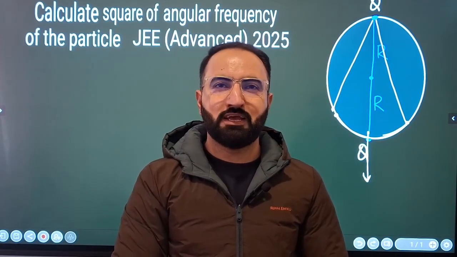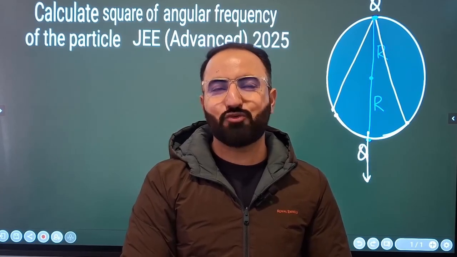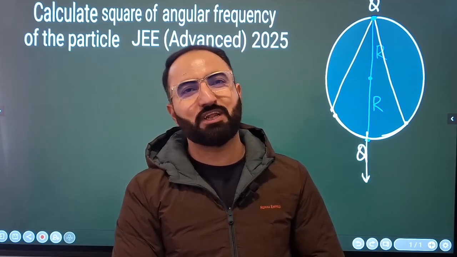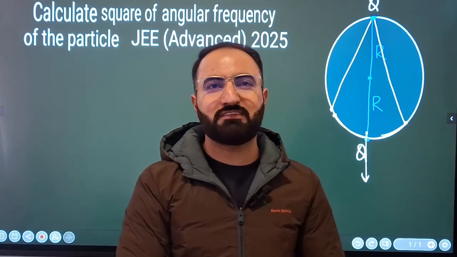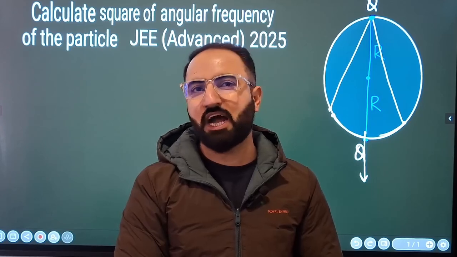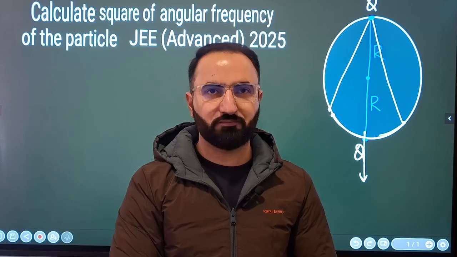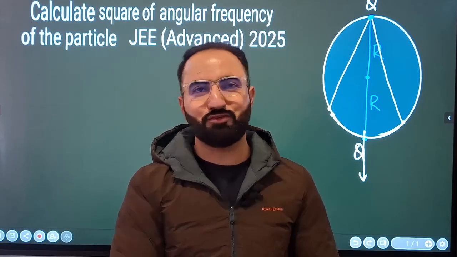Now how to calculate the angular frequency? There are two ways to do it. Method number one is that we calculate the torque on the particle, and then equate that torque with the generalized equation for angular simple harmonic motion, which is something like I omega square theta. Then from there we can calculate the value of omega square. But I believe that's a lengthy procedure. Is there any shortcut method? Yes, of course there is.